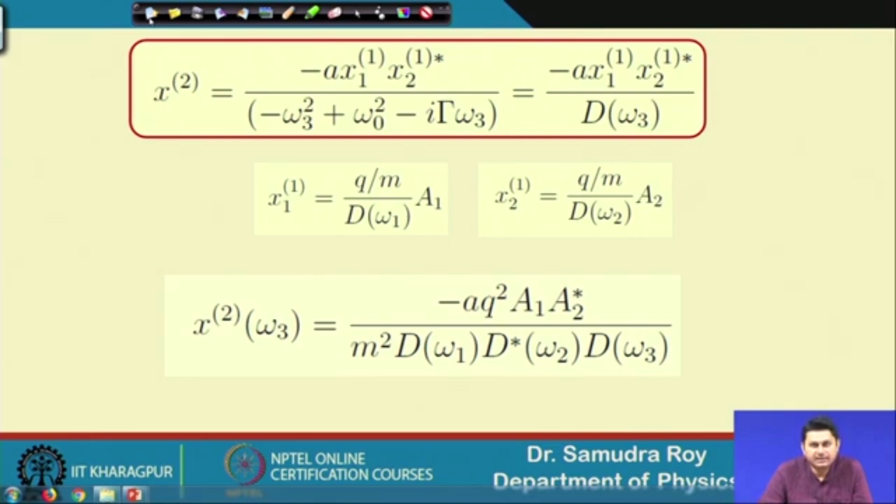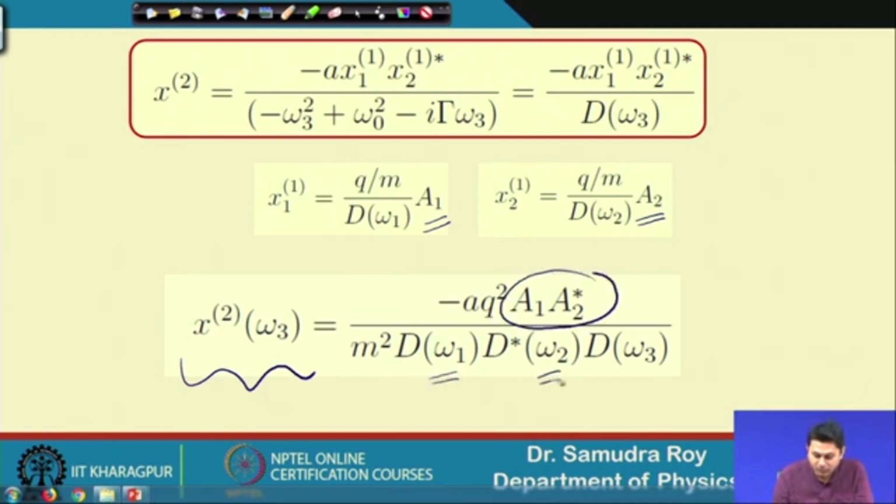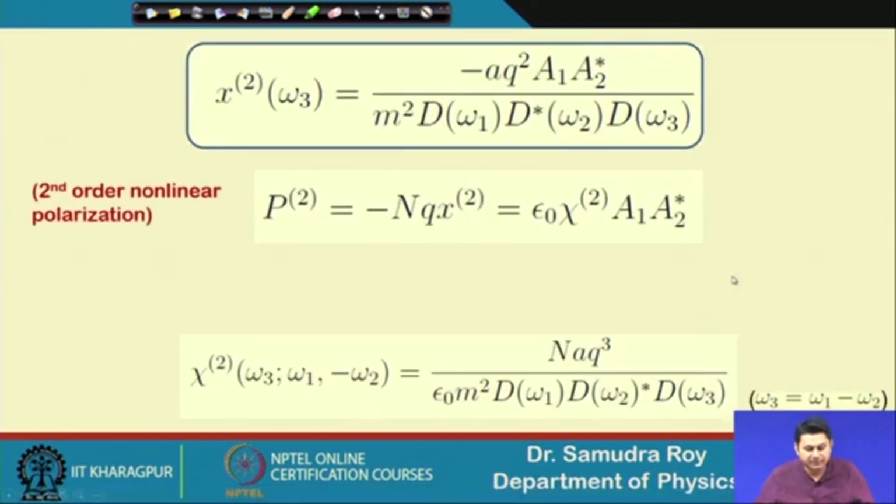X1 and x2 are represented in terms of a1 and a2, which are the amplitudes of the electric field that we launch into the system, and my x2 is now written in terms of the amplitude of the launch electric field and also the d omega terms, that is here. Well, after having this compact form, we have something very interesting now, because everything is there in d omega 1, d omega 2 form, and d omega 3, which again can be represented in terms of chi 2.